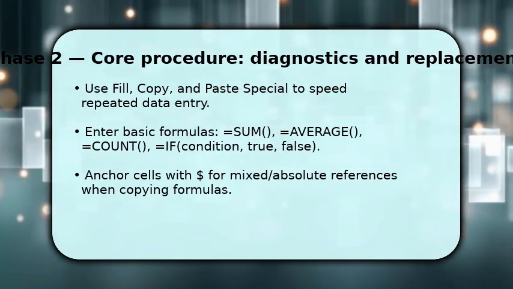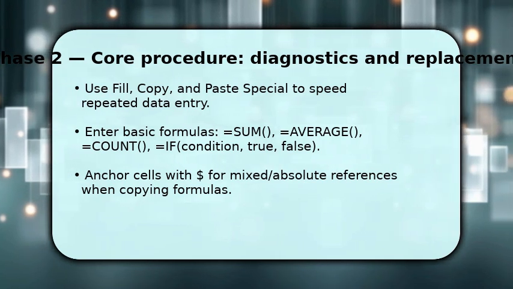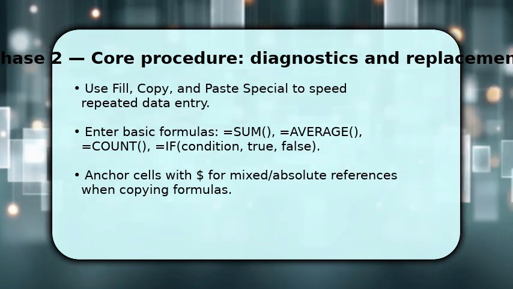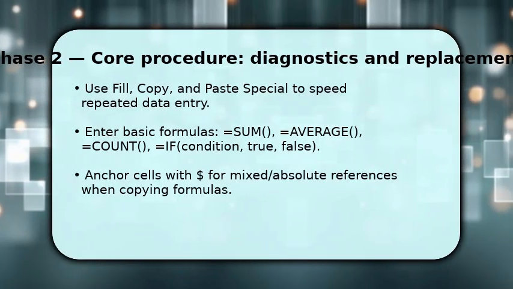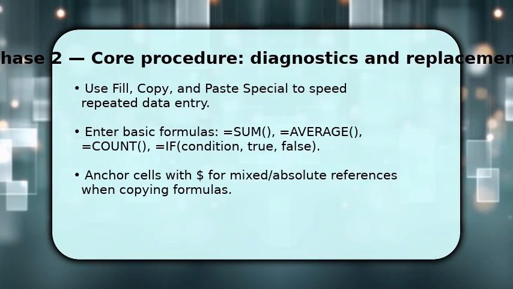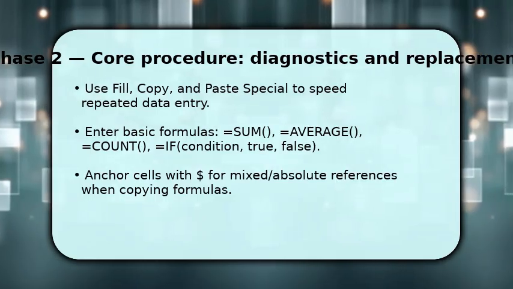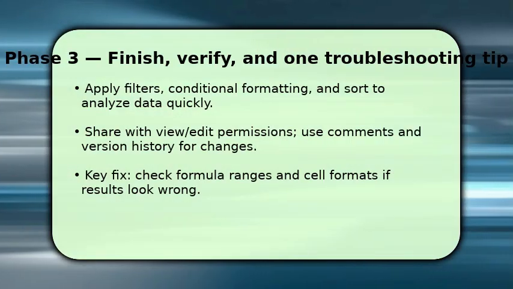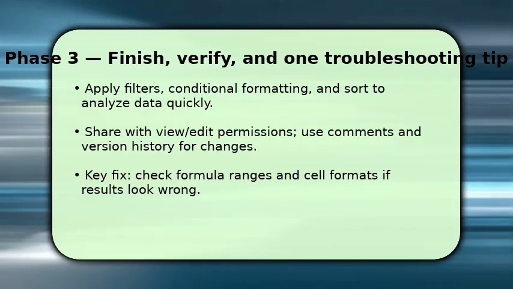As you go, validate outputs by checking a couple of rows manually to ensure calculations are correct. Finish by organizing and sharing your work so others can use it. Add filters and conditional formatting to highlight important values. Sort by column to find extremes, and group or hide irrelevant columns for focus.